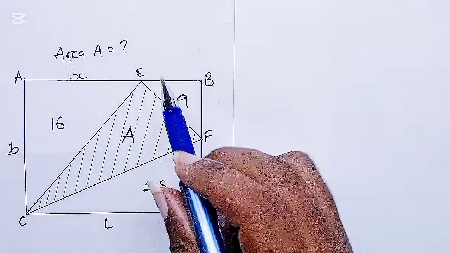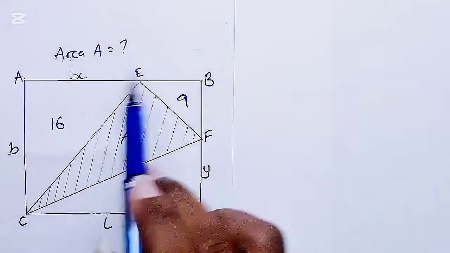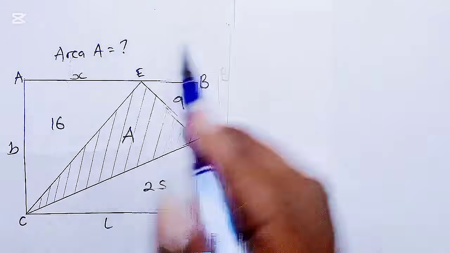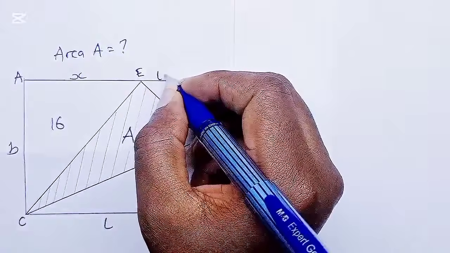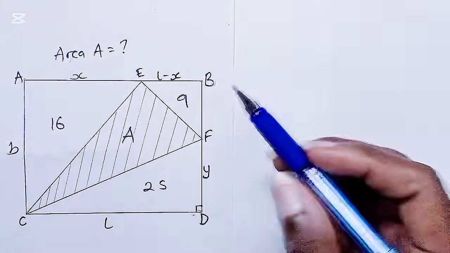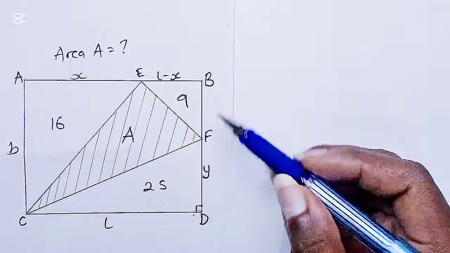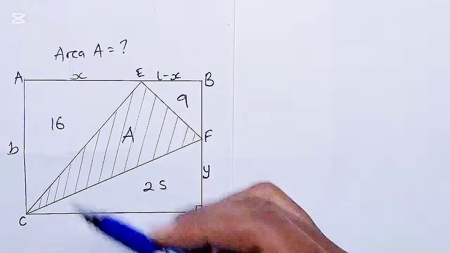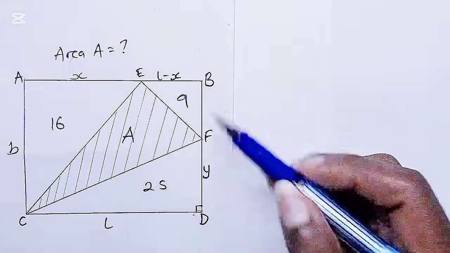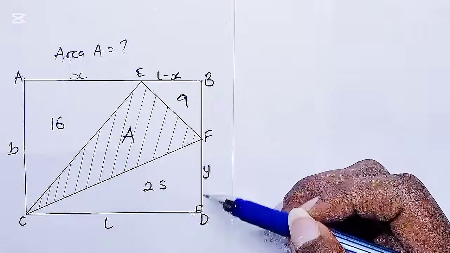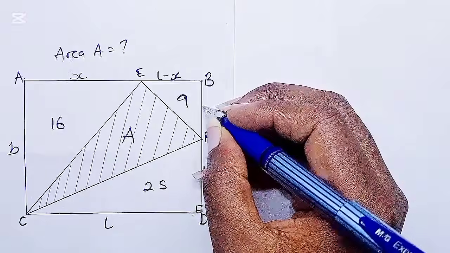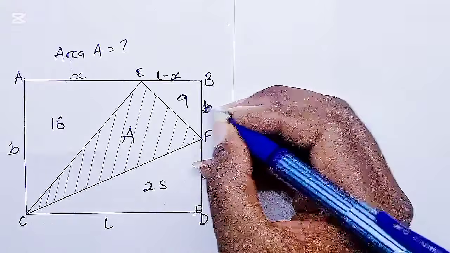So this implies that if CD is L and AE is X, then EB is CD minus AE, so it will be L minus X. Also, if AC is B and FD is Y, then BF will be AC minus FD, or BD minus FD, which is B minus Y.